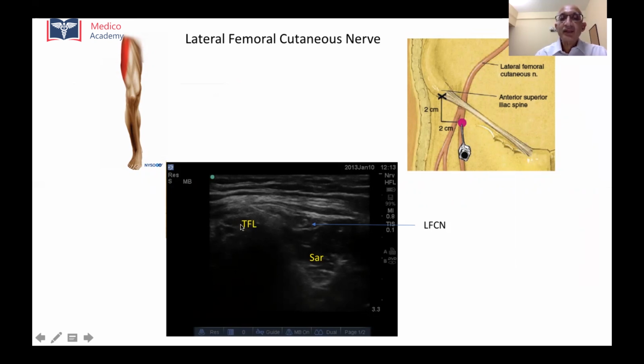TFL, the tensor fascia lata, is a small muscle lateral to the sartorius, and there is a fat-filled pocket here between these two muscles under fascia lata, which is supposed to contain the nerve. So sometimes we see this nerve, sometimes we don't, but we always see this fat-filled area where we are supposed to deposit the local anesthetic for this block.